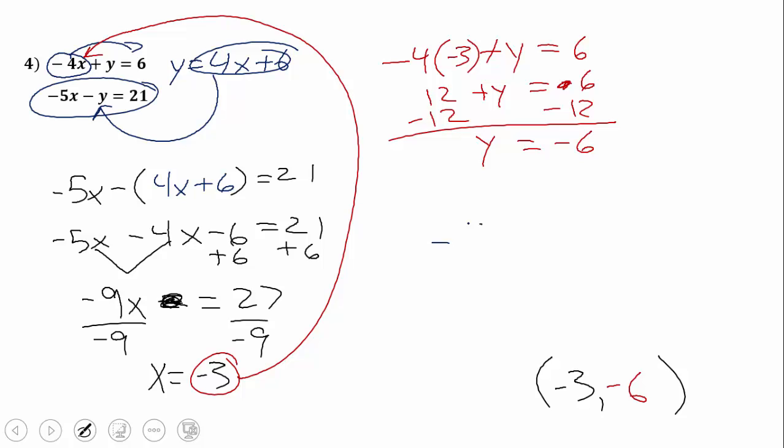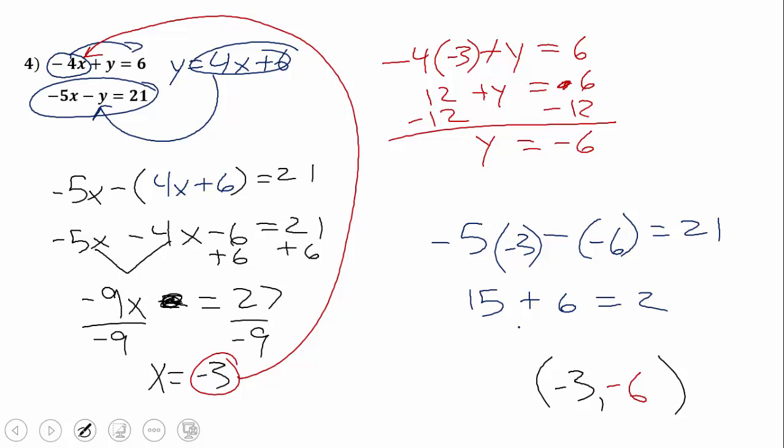I can take that ordered pair and verify my answer by going to the second equation and saying negative 5 times a negative 3 minus a negative 6 equals 21. Negative 5 times negative 3 is 15. Minus a negative 6, that's actually same change plus 6. 15 plus 6 is 21. So 21 does equal 21. Negative 3, negative 6 is the ordered pair answer to this system.